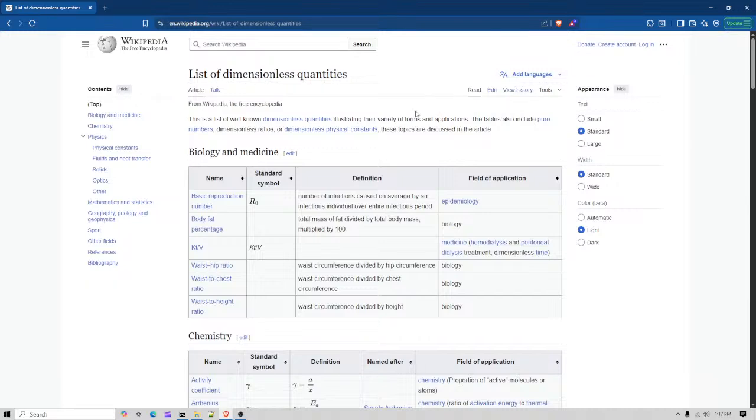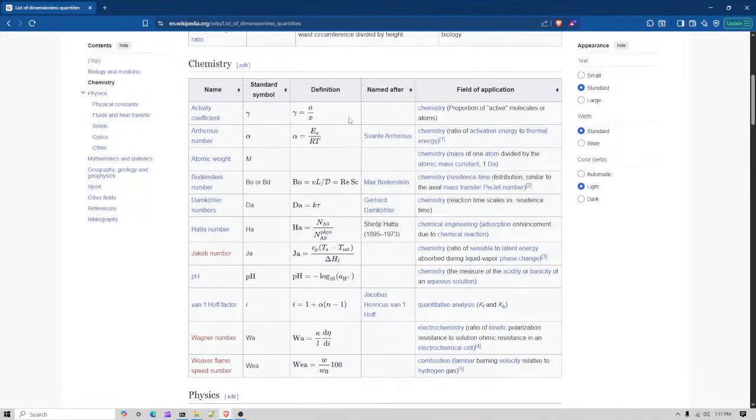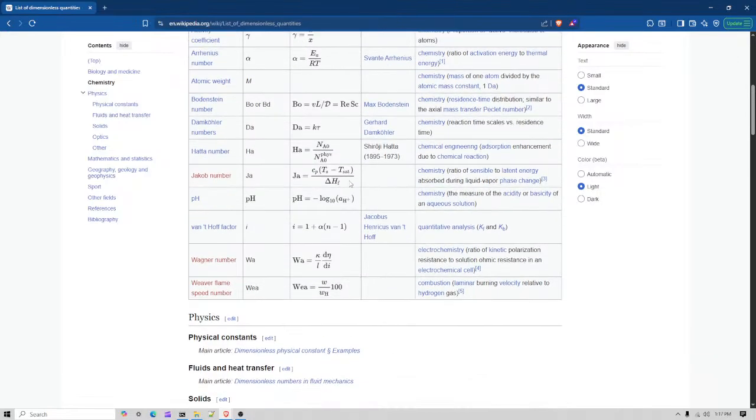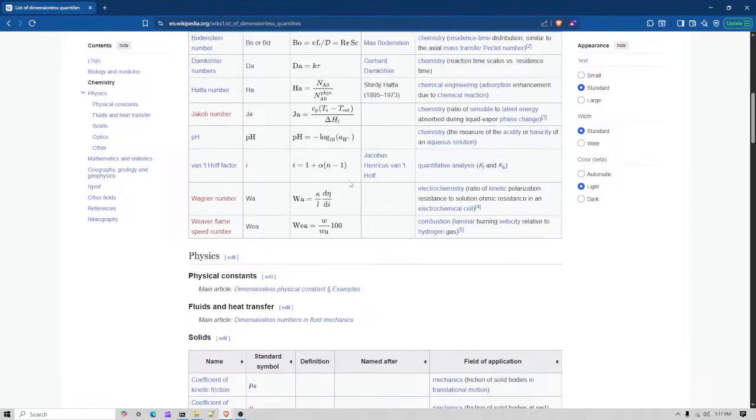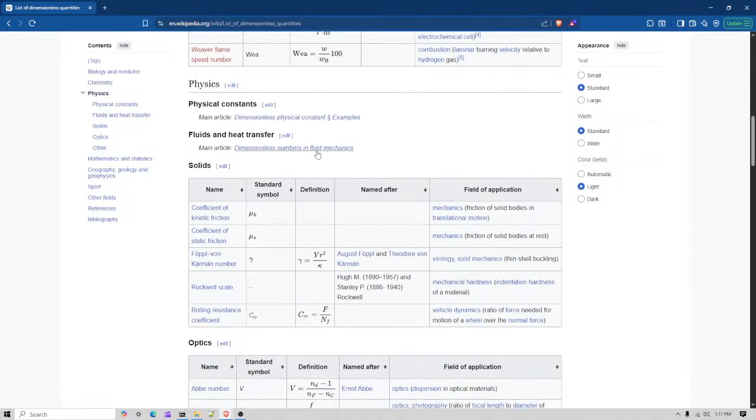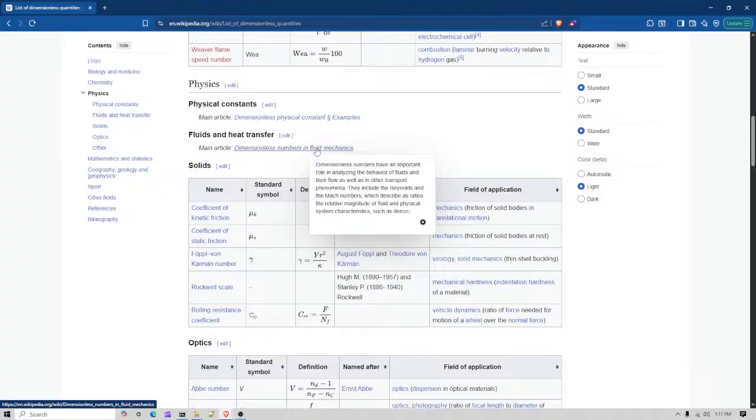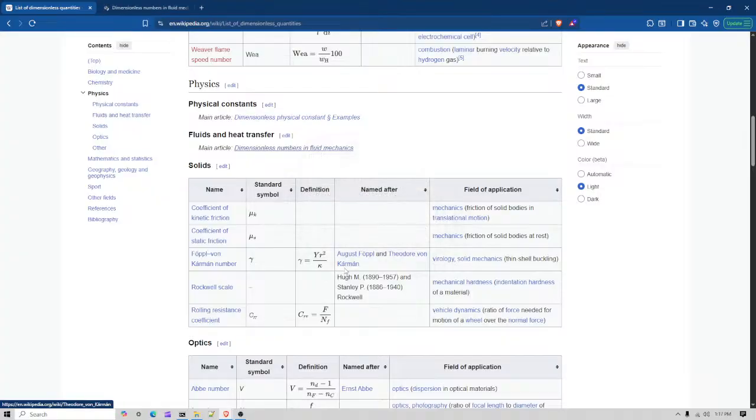Wikipedia, right? There's a whole page of different common dimensionless quantities that come up. Here are some from biology and medicine. I couldn't tell you anything about these. You have a bunch of chemistry ones. Have I heard of any of these? Nope, but these, yeah, okay. These deal with how chemical rates go. Oh, there's a whole page dedicated to just the dimensionless numbers in fluid mechanics. That's cool. Let me see. Coefficient of friction. That's a dimensionless number. That's a fairly popular one.